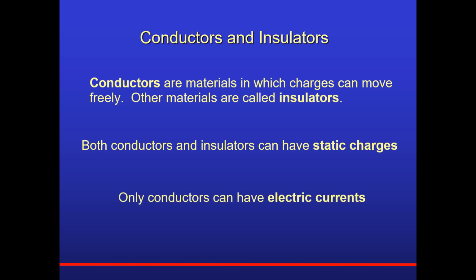Only conductors can have electric currents. Electric current is when the charge, or some particular charge, can move from one end of a material to the other, such as an electron going from one end of a wire to the other.